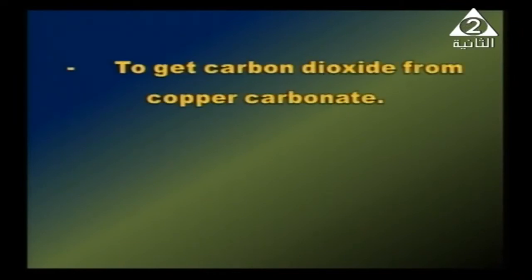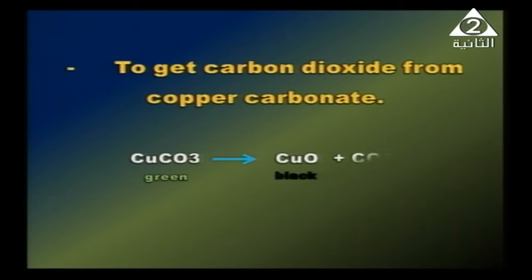How to get carbon dioxide from copper carbonate? By heating green copper carbonate, it will produce black copper oxide and carbon dioxide gas evolves, which turbid the clear lime water and changes it into milky.